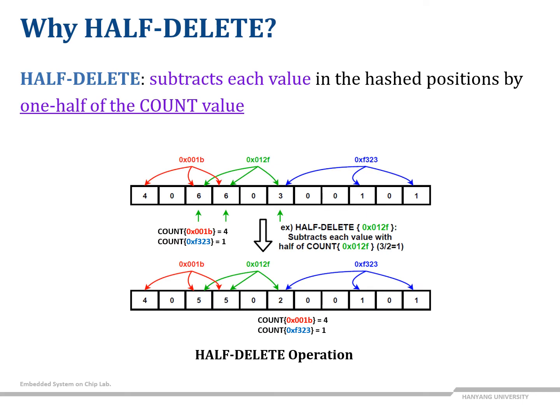On the other hand, the half delete operation subtracts each value in the hashed positions by 1/2 of the count value. In the figure example, because the count value of green 1 is 3, half delete subtracts each value by 1. After the half delete operation, there is no impact on other rows' count values. Therefore, it avoids a hash-induced collision in this case.